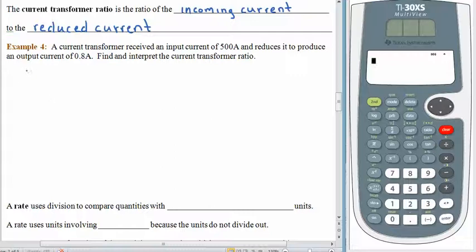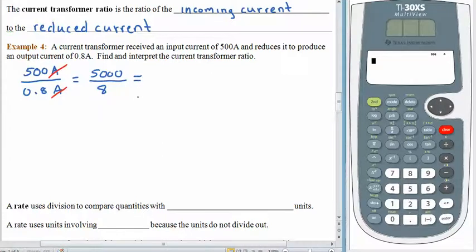All right, let's just do it. Incoming compared to the reduced. So we have 500 amps in the numerator compared to 0.8 of an amp in the denominator. And just for emphasis, we're going to watch those common units cancel. Oh gosh, and now we have a problem because there's a decimal sitting down here, and what we really want is a ratio of one whole number to another. So if we were to multiply the denominator by 10, then 0.8 would turn into a regular 8. And of course, what you do to the denominator, we have to do to the numerator. So multiplying 500 by 10 will give us 5,000.